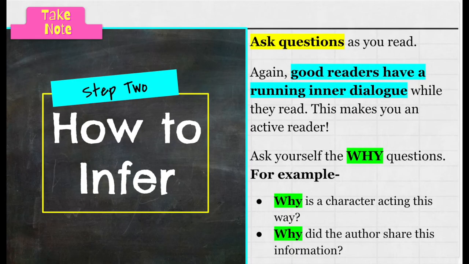The 2nd step to making an inference is again listening to that inner voice, but not just the predictions that it's making, but the questions that are constantly happening in your brain. A good reader is constantly asking those why questions, like, why is the character acting this way? What led up to this moment where the character came into the room and slammed the door and threw their book bag?